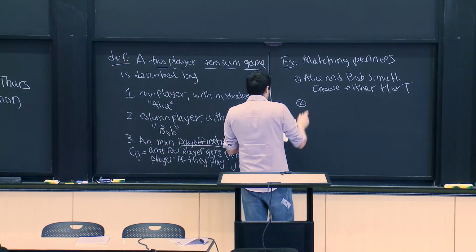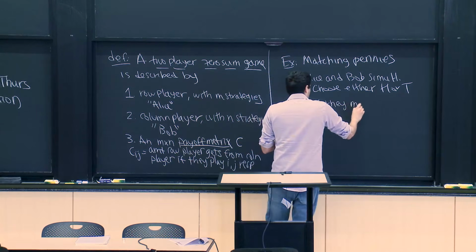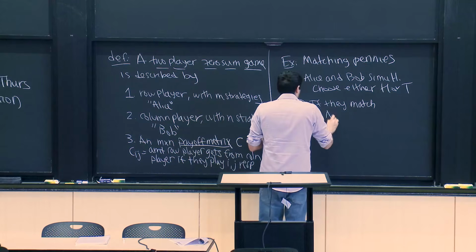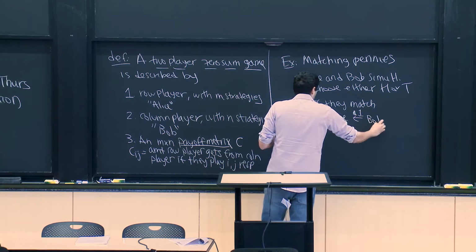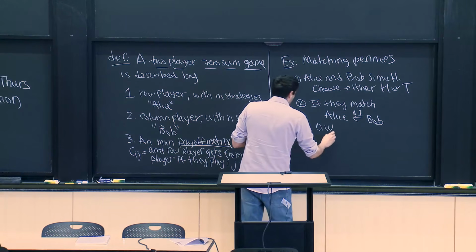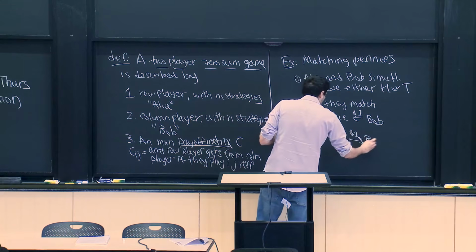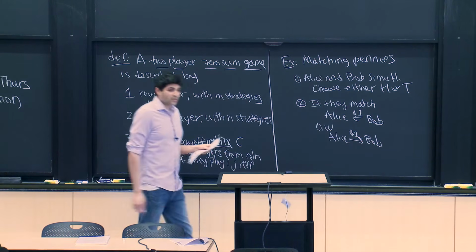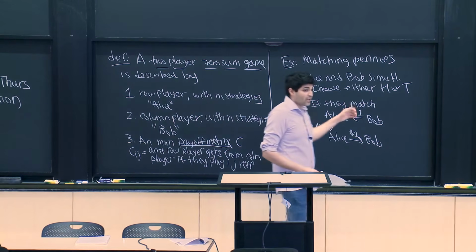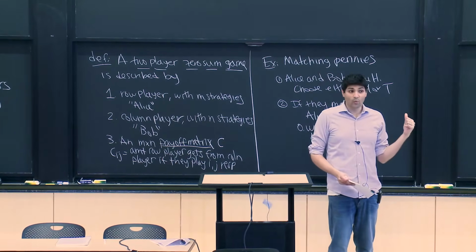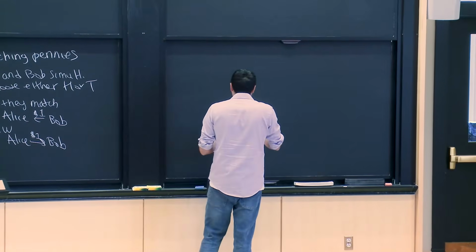Now what we have to do is describe what the payoffs are. If they match, if these two coins match, then Alice gets $1 from Bob. And otherwise, if they don't match, then Alice pays Bob $1 instead. So this is a very simple example of a zero-sum game. In fact, we can write it in this formalization just by writing down what the payoff matrix is. In this case, the payoff matrix is just a 2 by 2 matrix.